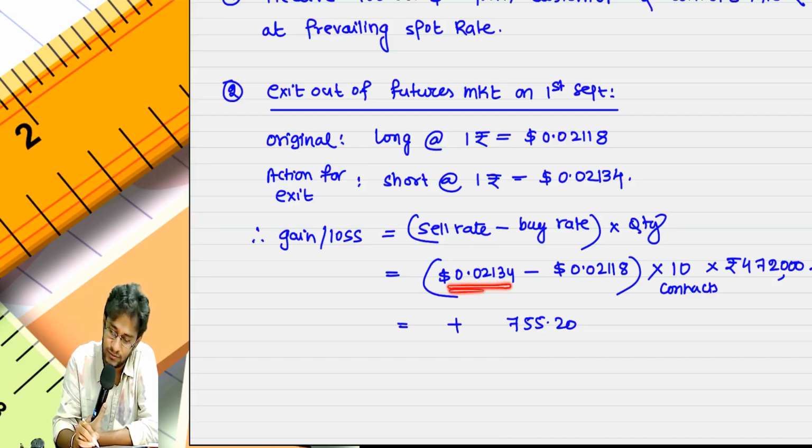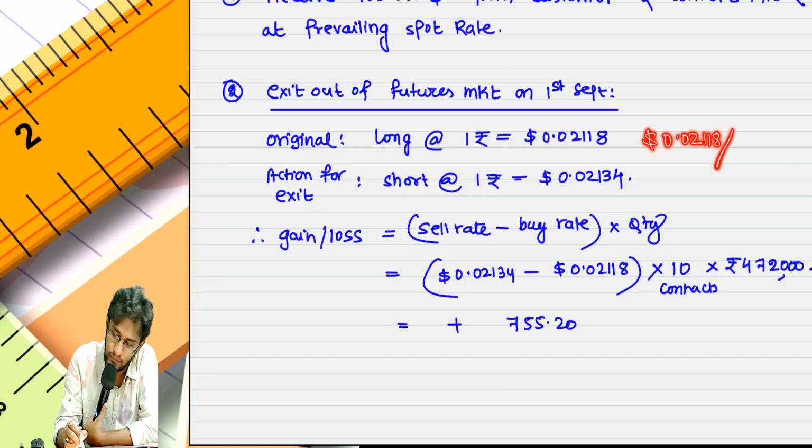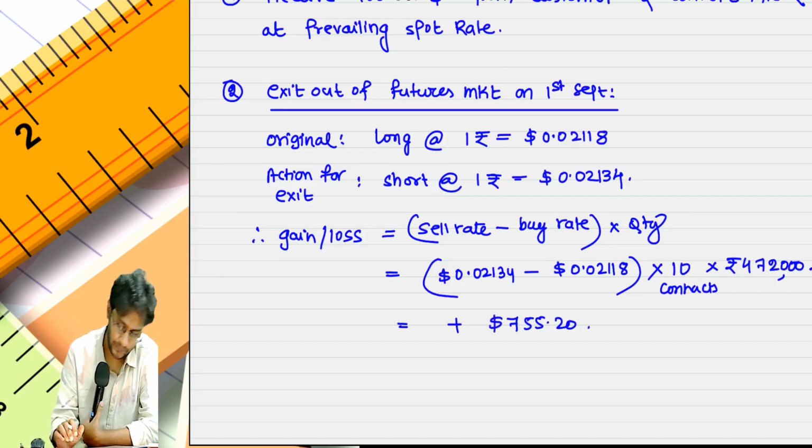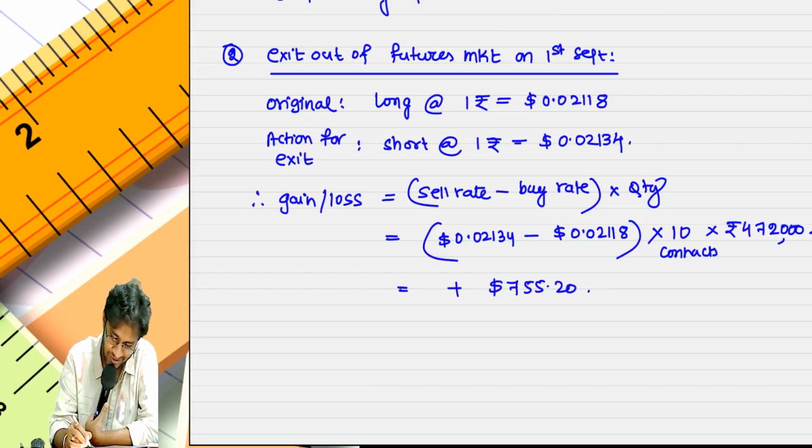This one is what, sir? The long position rate of 1 rupee at this price. So the dollar 0.02118 per rupee. Outside, the numerator rupee is there. They will cancel, sir. Effectively the answer will be in dollars. Gain, not just gain, inflow.